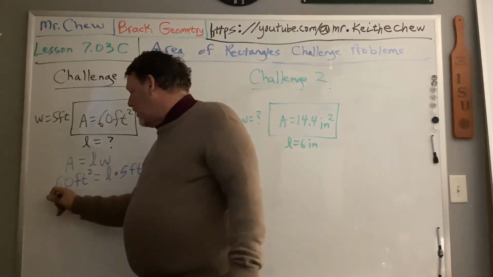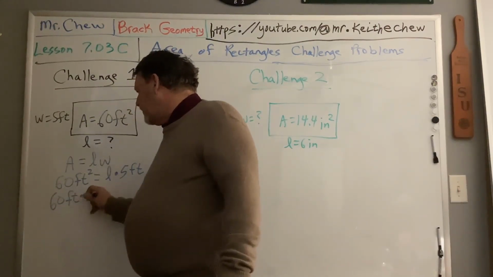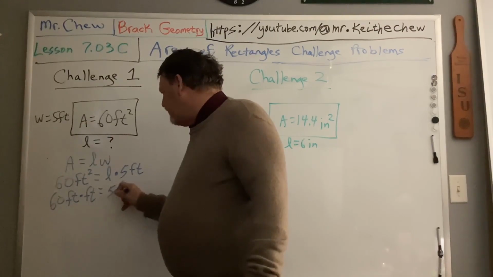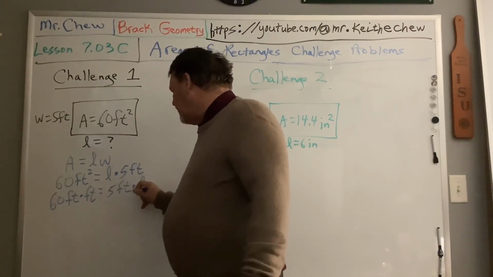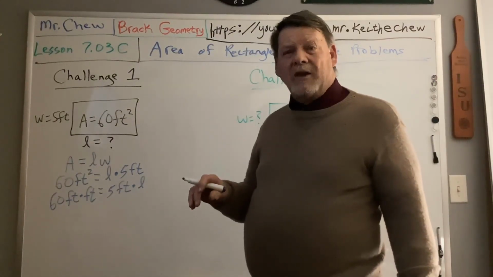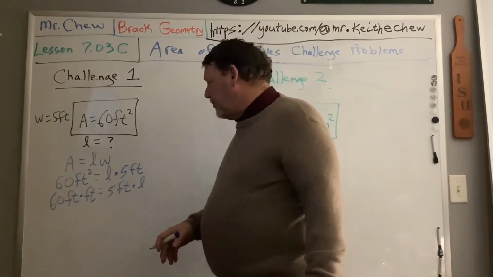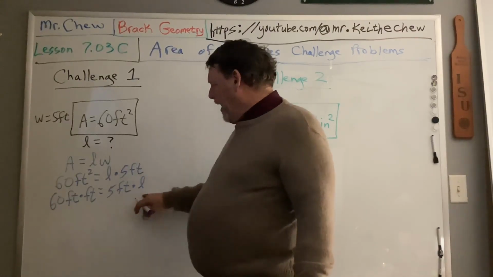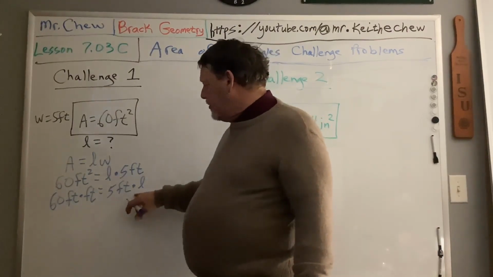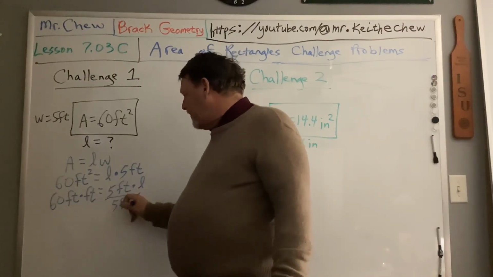So 60 feet squared is 60 feet times feet, that's what feet squared means, equals, and I can write this as 5 feet times the length. And I can do that by using what's called the commutative property of multiplication, which is an algebra property. Now I want to have just the L by itself because that's what we're solving for. So I do the opposite of multiplying the L by 5 feet using the division property of equality.